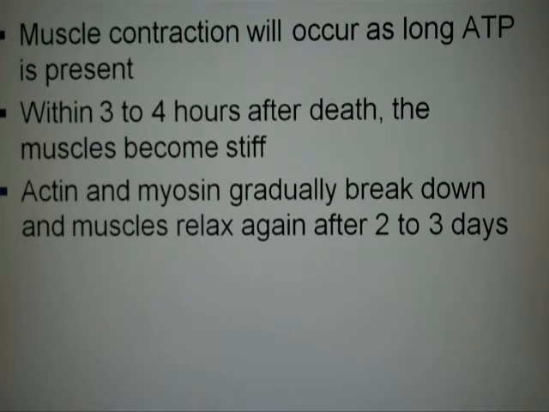What happens then? Well, normally, if we run out of ATP in a muscle, we call that a cramp, where our muscles contract and then they're unable to relax. So we call that cramping, or a Charlie horse. When you're dead, of course, you're not producing any ATP, and so within 3 to 4 hours after death, the muscles become stiff because they're unable to relax. Remember that the ATP is necessary for the muscle to be able to relax. So if you're not making ATP, then the muscles can't relax, and they become stiff. So actin and myosin gradually break down, and eventually the muscles will relax again after 2 to 3 days.